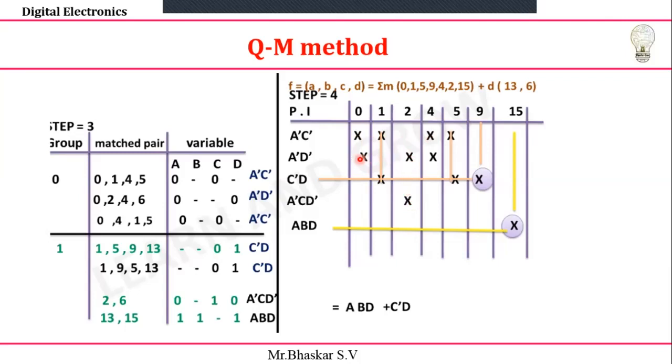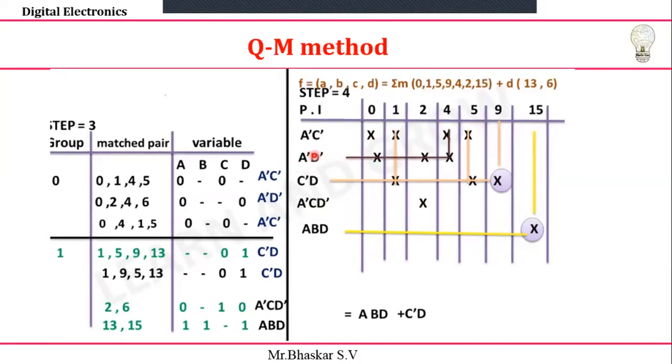That's why I'm going to take this one, as it covers the 2. If you take A dash D dash, this row it will cover. If it covers, then automatically 0 will be covered, 2 will be covered, and 4 also will be covered, right? Yes. Then instead of A dash C dash, I can take A dash D dash.